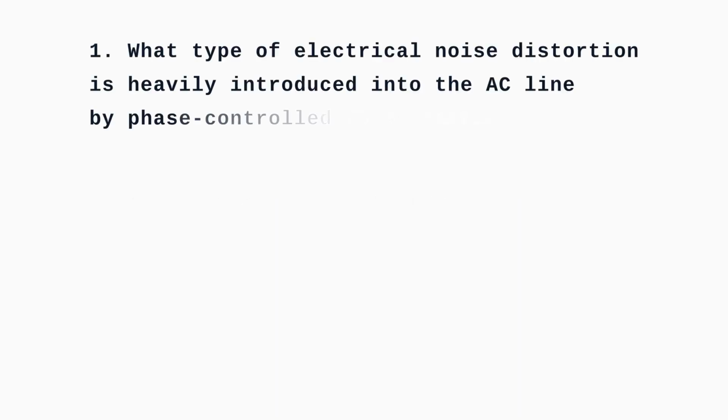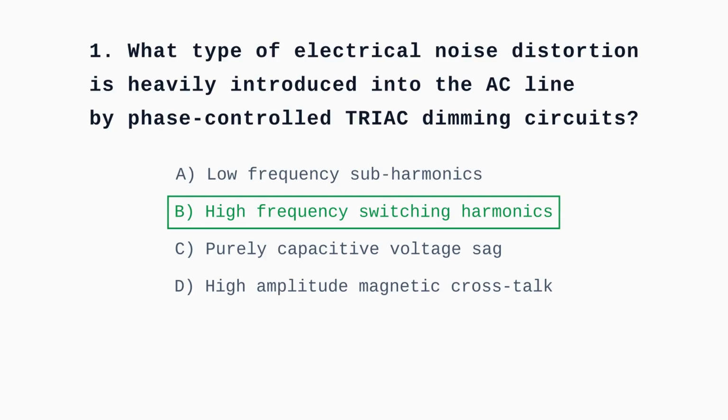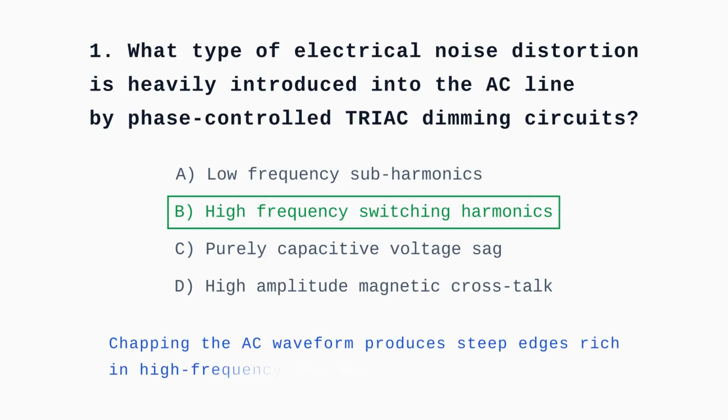Question 1. What type of electrical noise distortion is heavily introduced into the AC line by phase-controlled Triac dimming circuits? Abruptly turning on the device mid-cycle creates steep, sharp current steps that inject strong high-frequency switching harmonics back into the power lines.